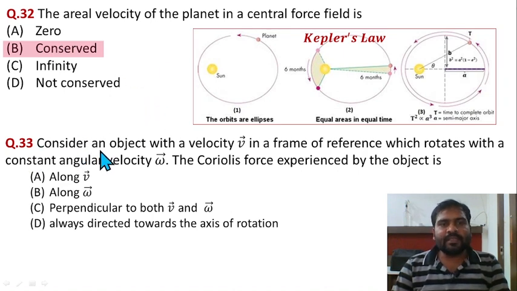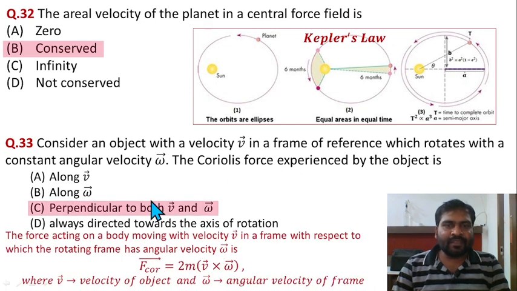Question 33. Consider an object with a velocity v in a frame of reference which rotates with a constant angular velocity omega. The Coriolis force experienced by the object is F Coriolis equal to 2m v cross omega. So v is the velocity of the object and omega is angular velocity of frame. This force is going to be perpendicular to both velocity and omega since it is a cross product. So option C is going to be correct, perpendicular to both v and omega.